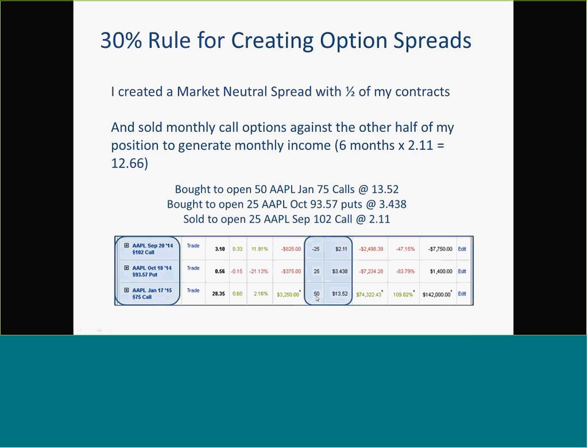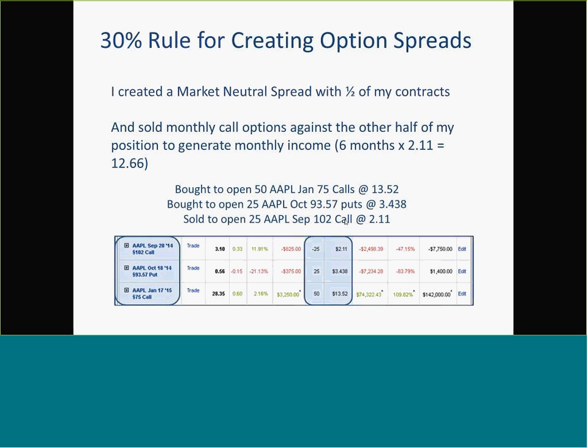So I bought to open 50 of the January 75 strike calls at 13.52. I created a market neutral spread by buying 25 of the October 93.5 puts, and then on the other half of the position, I sold to open 25 of the Apple 102 monthly calls, and I'll be rolling that over. As I mentioned, I rolled this trade over today, and then again I'll be rolling it over in October.